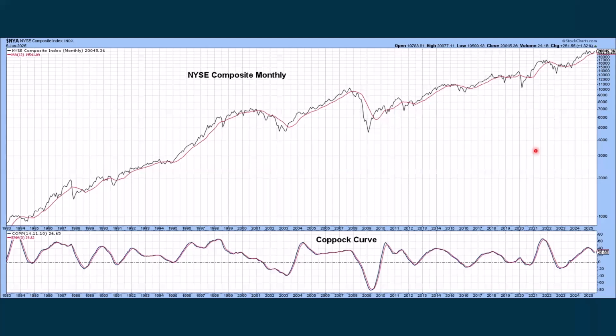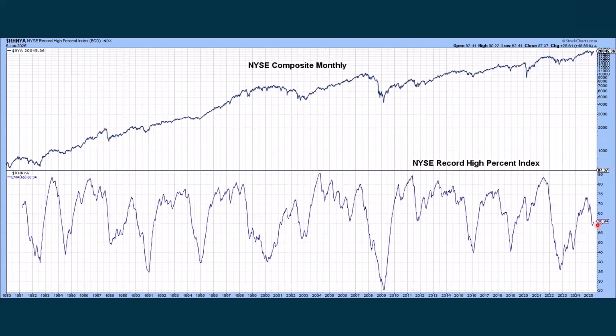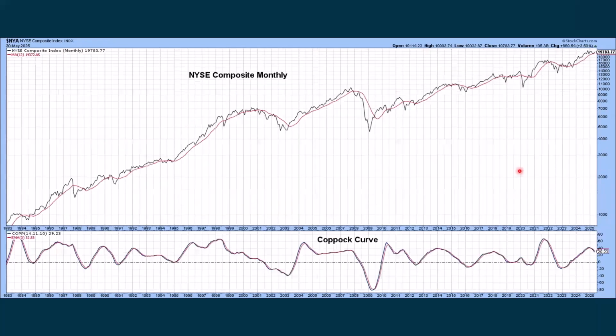Then some long-term charts. This is a monthly chart of the NYSE. We came down. This longer-term 12-month moving average did hold up, but we're still going down on the momentum when measured by the Coppock curve. We are showing a little bit of an improvement here with the NYSE record high percent index, so it's bouncing up lately. And then we look at another monthly chart with the Coppock curve where it's still rolling over, even though the NYSE has been starting to go back up.